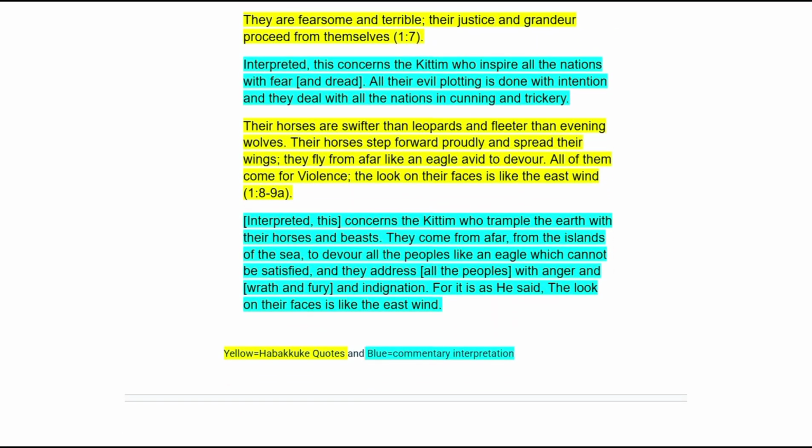Their horses are swifter than leopards and fleeter than evening wolves. Their horses step forward proudly and spread their wings. They fly from afar like an eagle, avid to devour. All of them come for violence, and the look on their faces is like the east wind. Interpreted, this concerns the Kittim, who trample the earth with their horses and beasts, and they come from afar, from the islands of the sea, to devour all the people like an eagle which cannot be satisfied. They address all the people with anger, wrath, fury, and indignation. For it is as he said, the look on their faces is like the east wind.